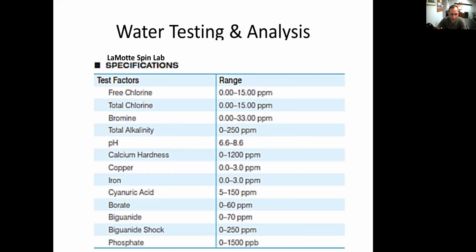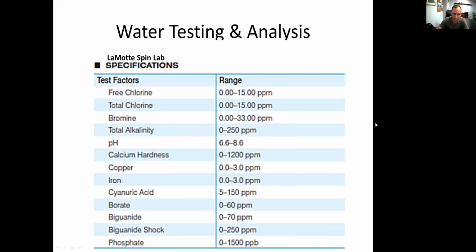So anywhere close to that low end or close to the high end of that limit, you can't really trust as being accurate. 0 ppm and 5 ppm in this case would essentially be zero. It's just like an instrument error where it can't read that low or that high for that test factor. Each factor has a different range, and different methods, like test strips, might have different ranges for chlorine than the spin lab. Every method is different.